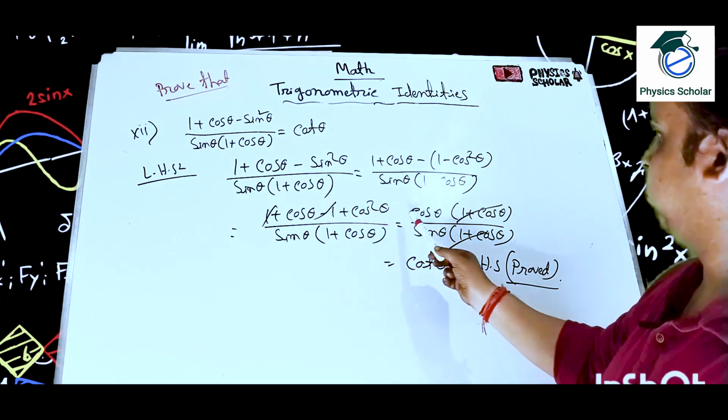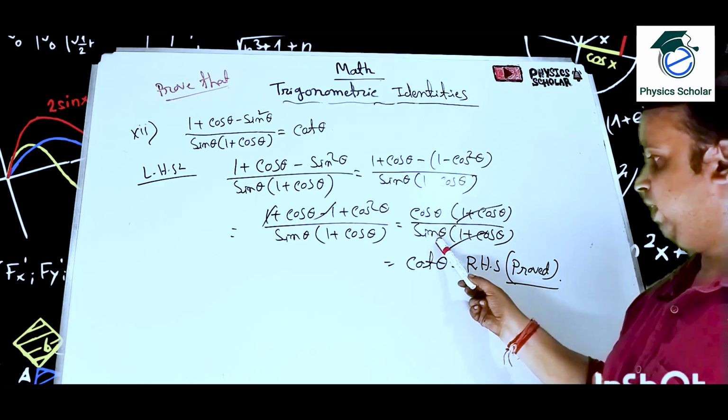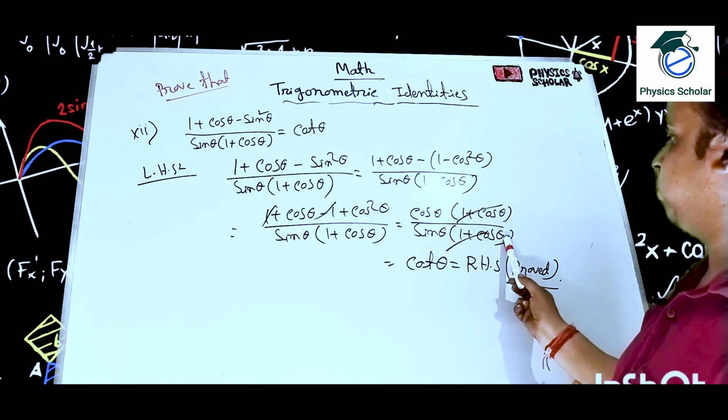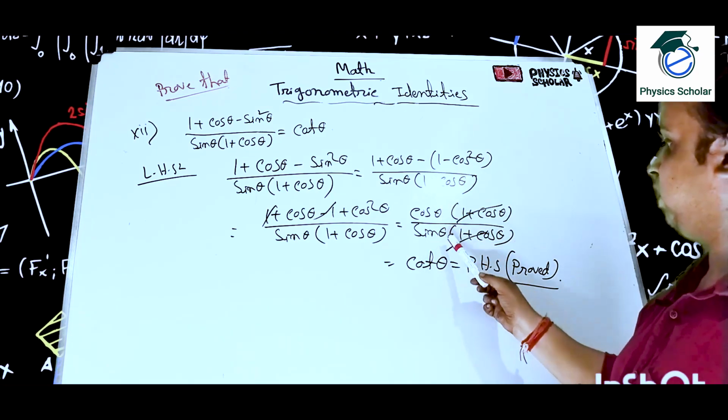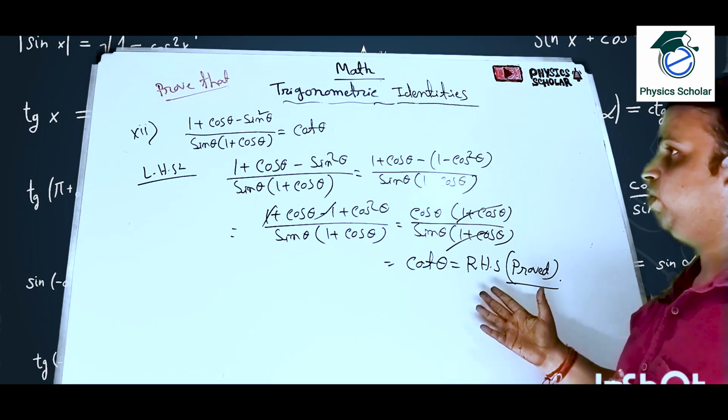So cos theta plus cos square theta. So cos theta common, that means 1 plus cos theta. And in the denominator, sin theta into 1 plus cos theta. So this will be cancelled. So cos theta by sin theta means what? Cos theta, which is equal to the right hand side. So hope you have understood this.